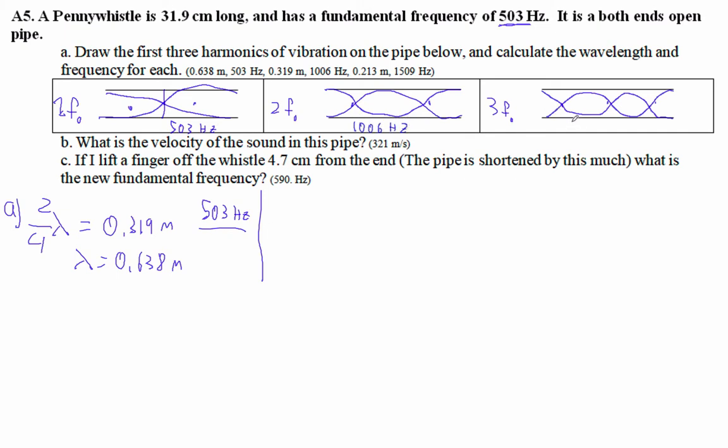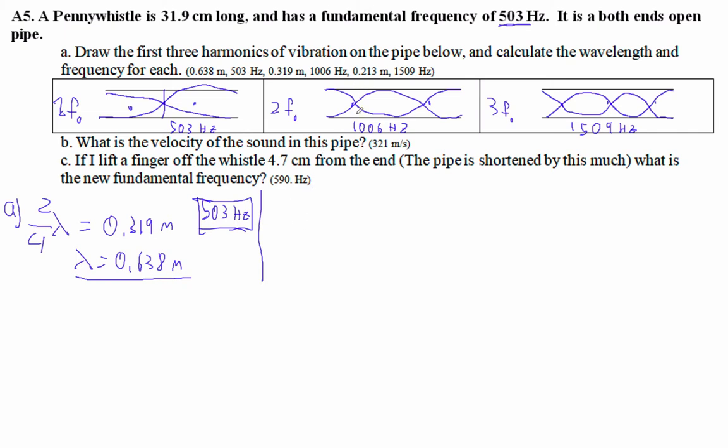And this guy is going to be 1,509 hertz, because this pattern goes 1, 2, 3. Remember, if it's a pan pipe, if one end's closed, it goes 1, 3, 5, 7. It skips all the even ones. But that's the way this one works. So we've got the wavelength and frequency. The wavelength is that. The frequency was given to us, by the way.